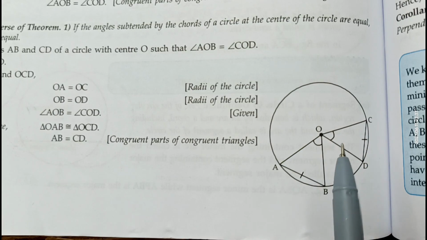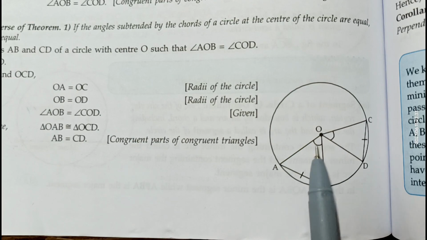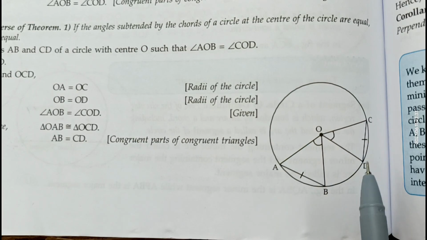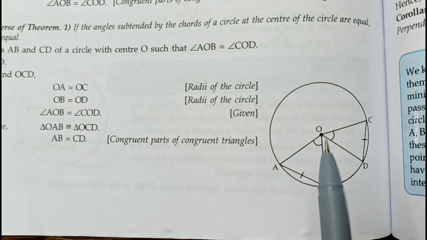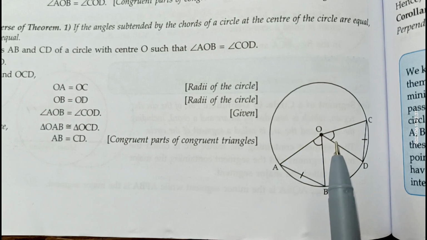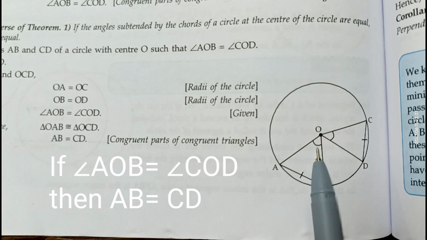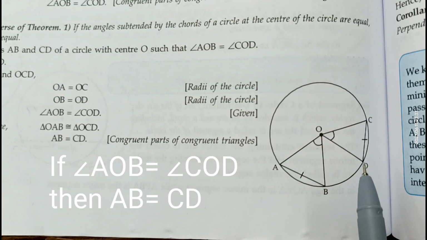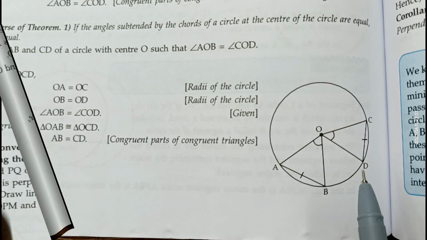So we can say if the angles subtended by the chords of a circle at the center of the circle are equal, if these two angles are equal, then these two chords will be of equal length. So if angle AOB is equal to angle COD, then AB equals CD.